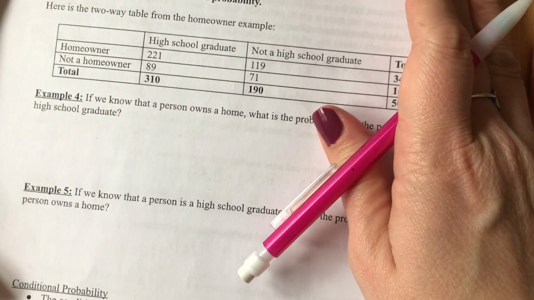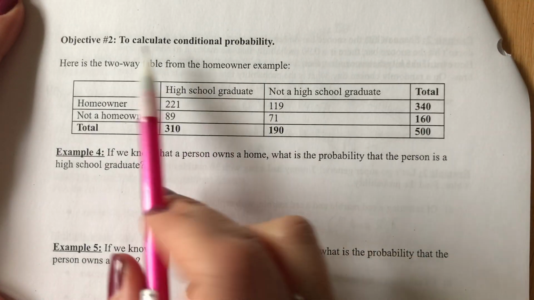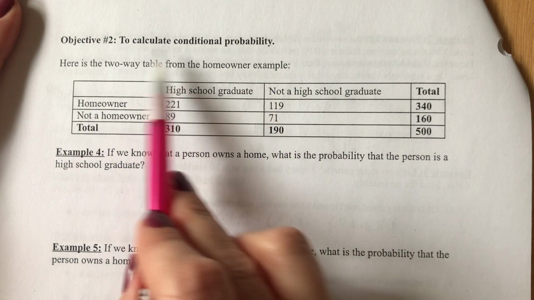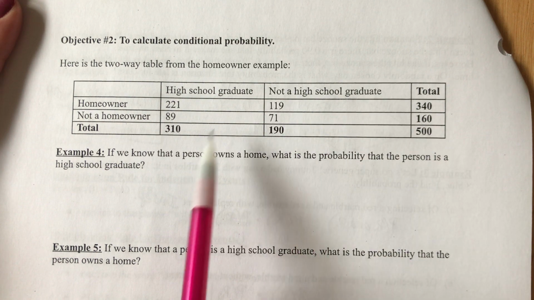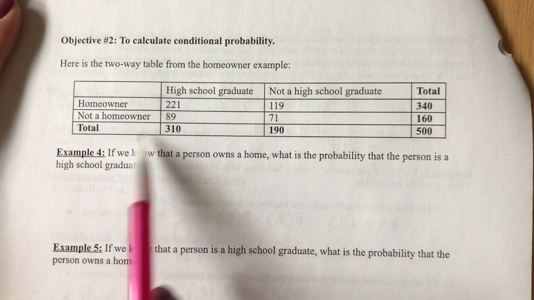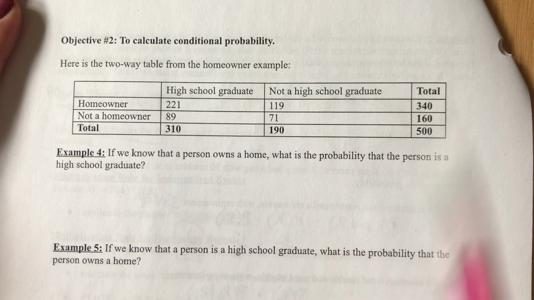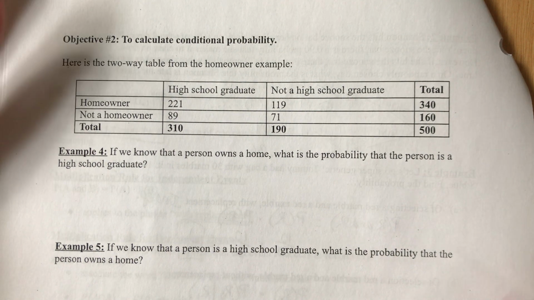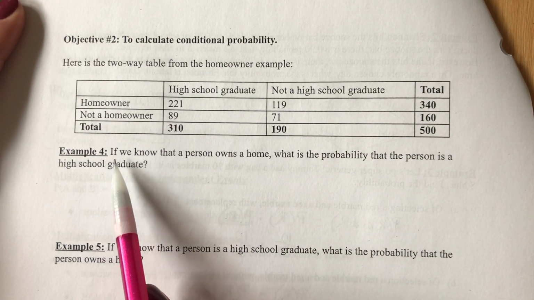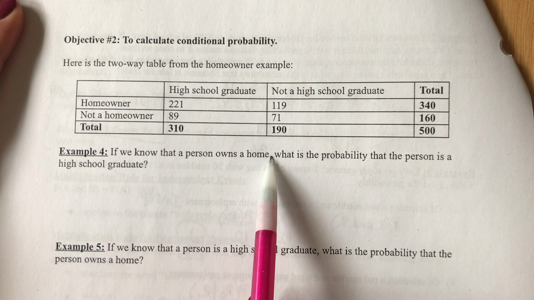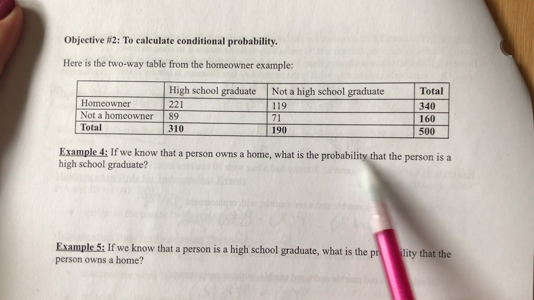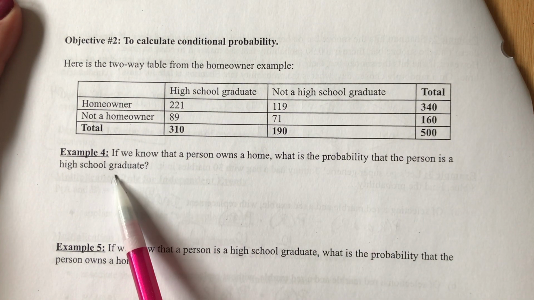All right, because then our second objective is to calculate conditional probability. So when we calculate conditional probability, let's go back to this homeowner and high school grad problem. If I phrase the question differently from the other day, and I say, if we know that a person owns a home, then what is the probability that the person is a high school grad?